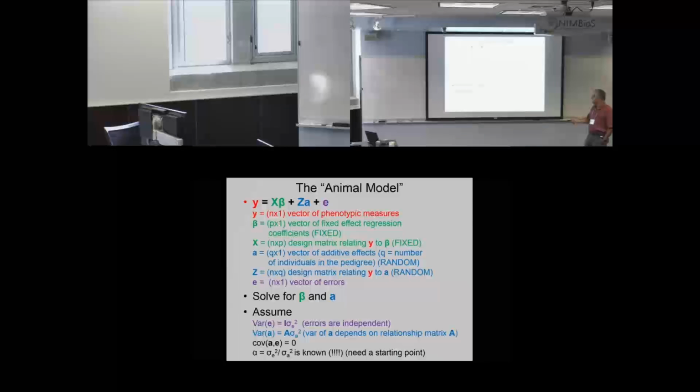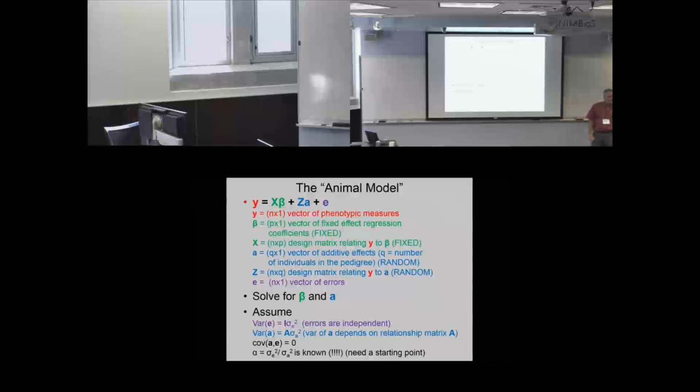We have to assume that the variance of the error terms is the matrix I, which is a diagonal matrix with ones on the diagonals and zeros on the off diagonals, times the error variance. And when you multiply the so-called identity matrix times a scalar, you just get the scalar out on the other side. And what that means is there's no covariation among error terms. So the error term in individual 1 is independent of the error term in individual 2, which is independent of the error term in individual 3.